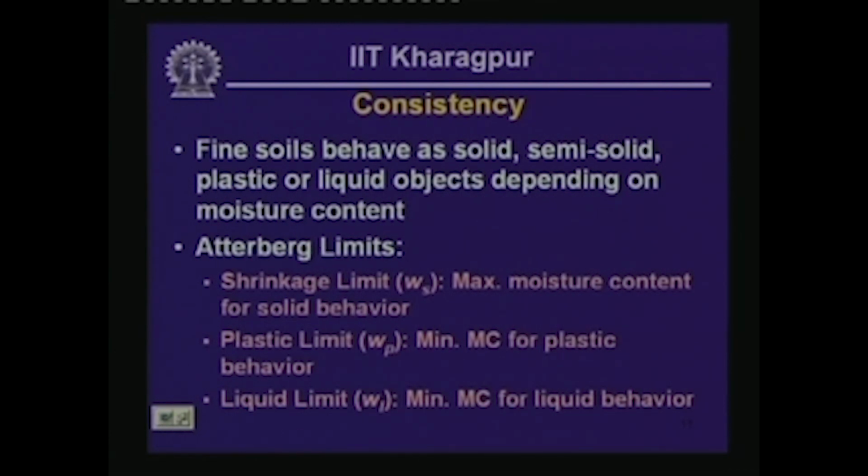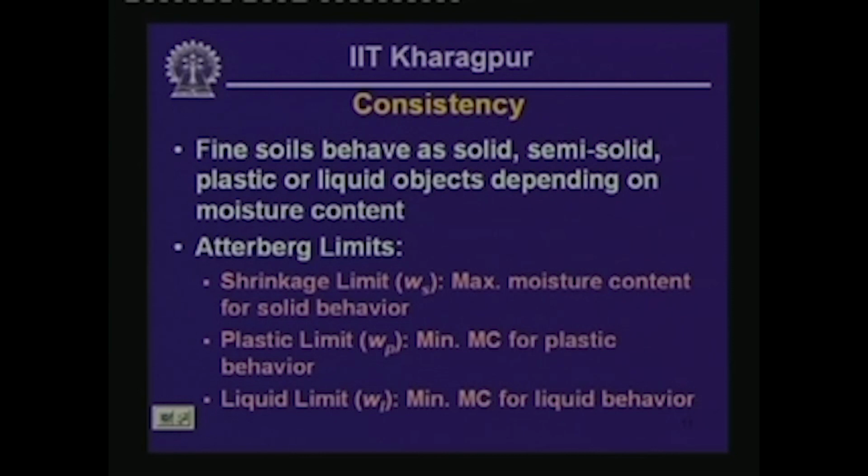Okay. So, Dr is an index property relevant to coarse grained materials, but in case of fine grained materials we have to talk about the plasticity of the soil, and for that we have to introduce the concept of consistency. So, fine grained soils behave as solid or semi solid or plastic or liquid objects depending on the moisture content of the soil. Now, in order to quantify this particular behavior, we introduce a few indices, and they are called the Atterberg limits.